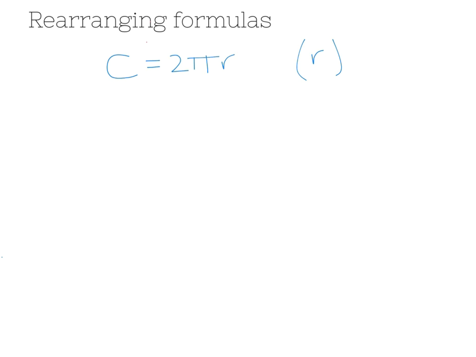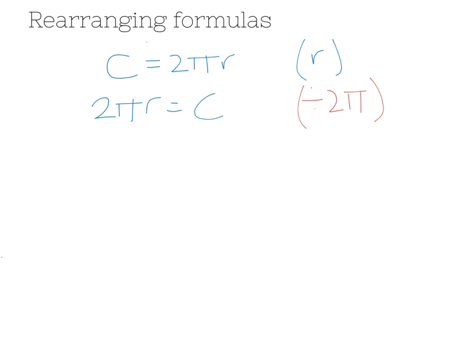C equals 2 pi r, and we're asked to put it in the form r equals. We notice that r is on the right hand side, so we just swap sides to begin with. So that's 2 pi r equals c. Now we need to get rid of the 2 pi from the left hand side, so we divide both sides by 2 pi.